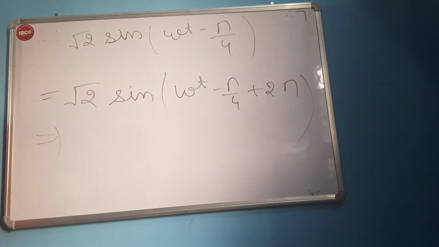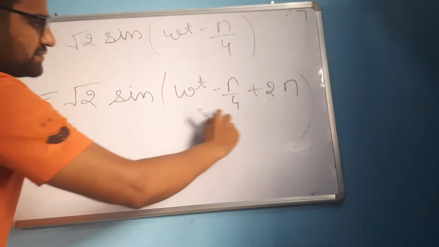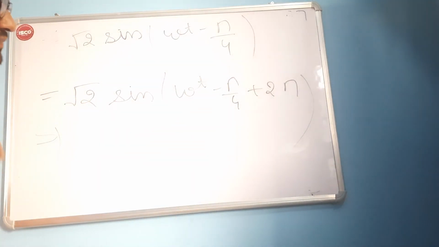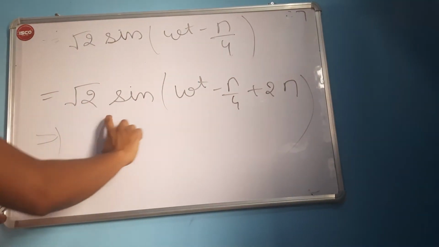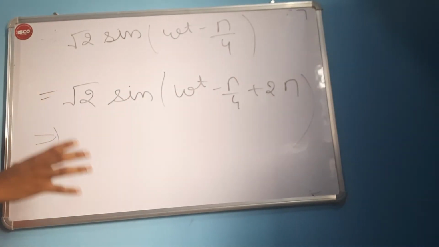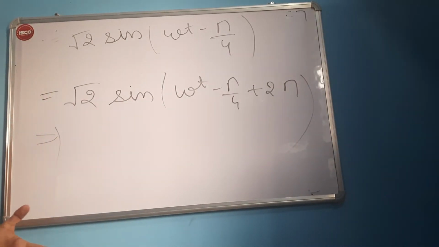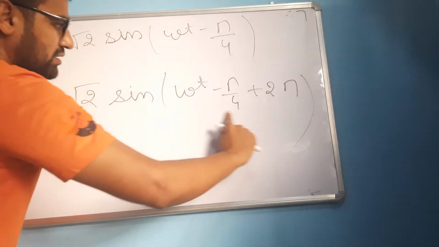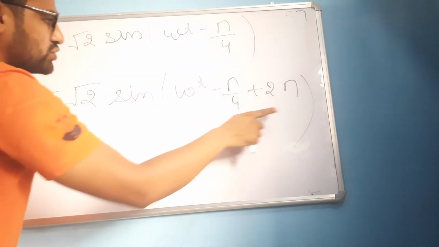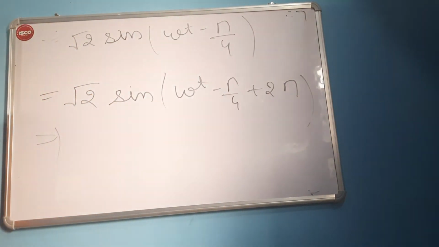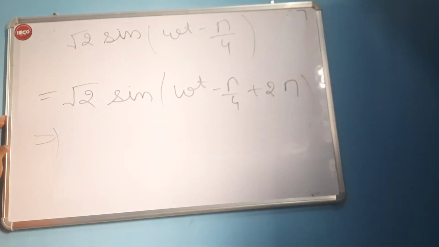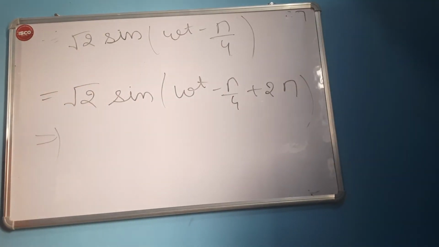Now, is it representing simple harmonic motion? The answer is yes, because this function is time dependent and in the form of sin theta. Displacement here depends on time, and the motion is in sinusoidal form. Why is the motion sinusoidal? Because here it is sine. So this is also a simple harmonic motion. So we have got simple harmonic motion as well as periodic motion.